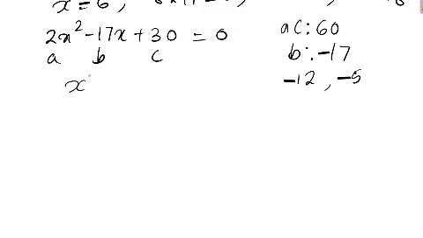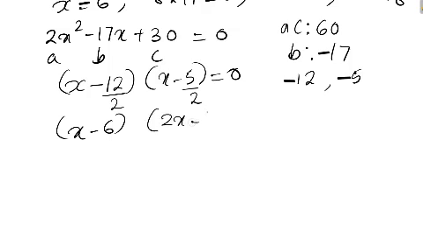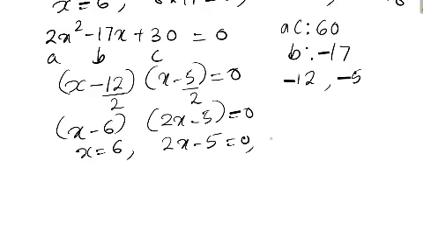So we can write, if the coefficient of x square was 1, we could write x minus 12 into x minus 5 is equal to 0. Here, the coefficient of x square is not 1, so we have to divide these numbers by 2. Then we can write x minus 6 into 2x minus 5 is equal to 0, which means x is equal to 6 and 2x minus 5 is equal to 0, which will give you x is equal to 5 over 2. These are the solutions. Okay, I think we can do one more question.